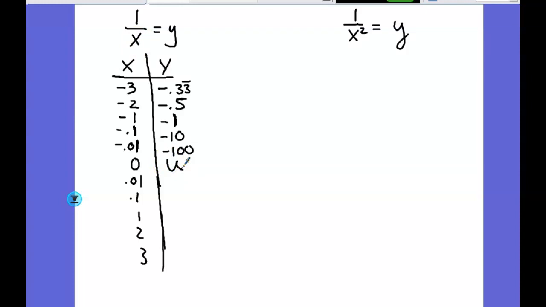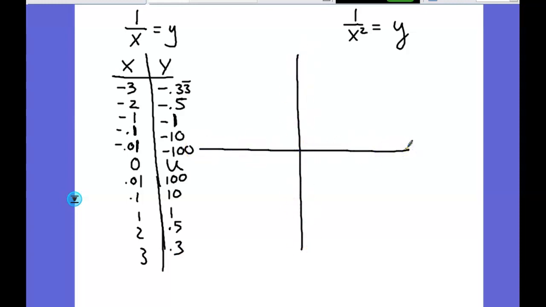Now, the same thing's going to happen on the other side, so I'm going to go ahead and just copy these in. All right, and I'm going to go ahead and make a graph of this thing. My x-axis, I need to go out to 3. My y-axis, even though it goes up to 100, I'm not going to go that high. I'm not going to graph those ones. They're too big. I think I'm just going to go up to 10.